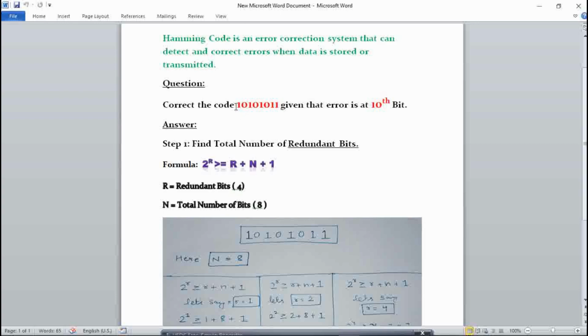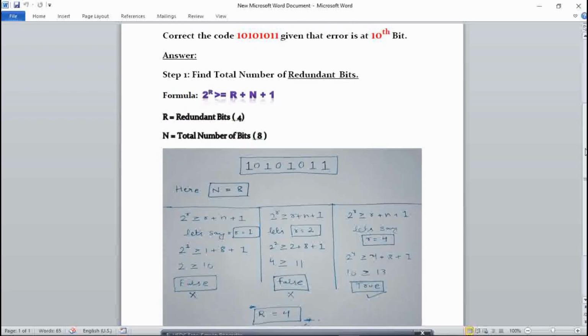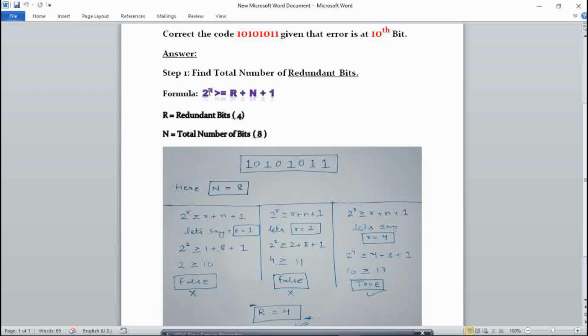So look, in this question, count the total number of bits which are present in this. Look, there are 1 2 3 4 5 6 7 8 bits present in this code. So the total number of bits present here is 8. Now you have seen that redundant bits I have written here 4. So why I have written here 4? Because we will take an assumption. We don't know the value of r here, so we have put a value here.